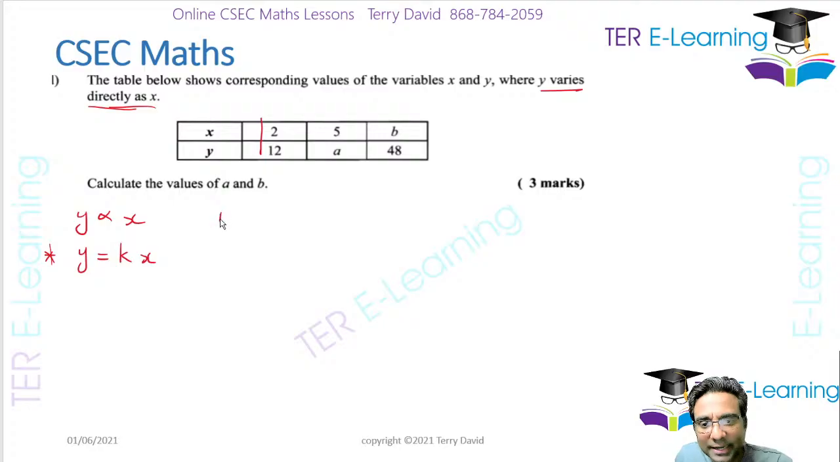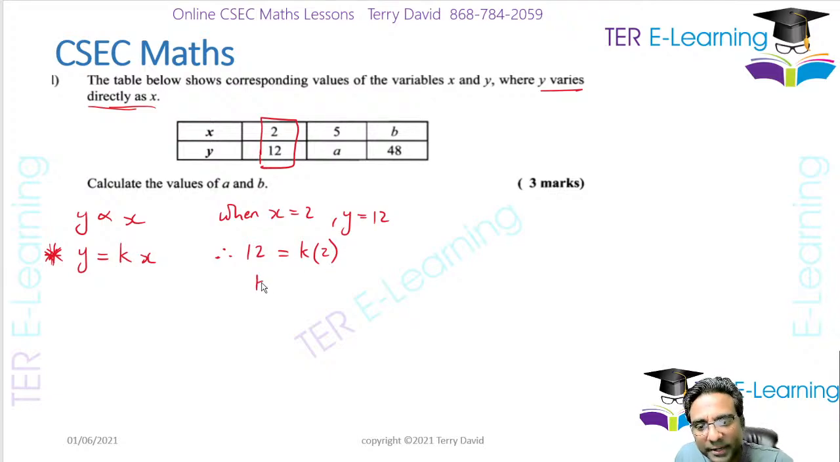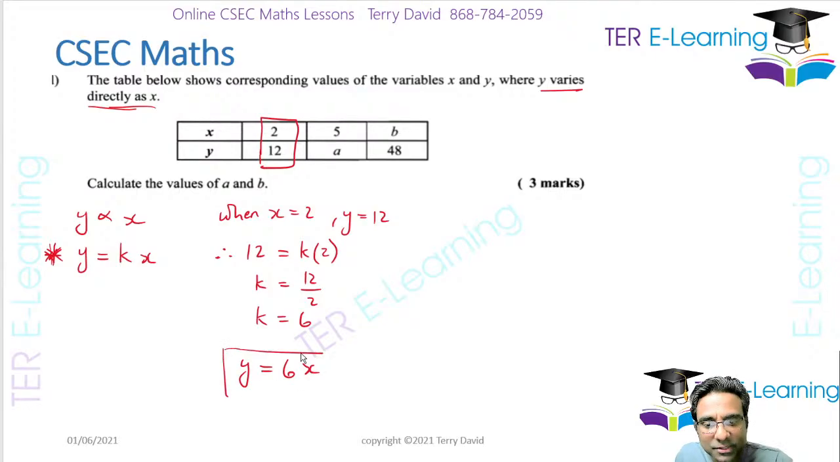According to what we have here, we can see that when x is equal to 2, that's from the table, we're looking at this here, when x is equal to 2, y is equal to 12. Right? We can see that. So therefore, I'm substituting those values into this equation here. So 12 is equal to k multiplied by 2. So therefore, k is equal to 12 over 2, and therefore k is equal to 6. So I know exactly what my equation is now. My equation is this: y is equal to 6x. So this is what I'm going to use to figure out what a is and what b is.